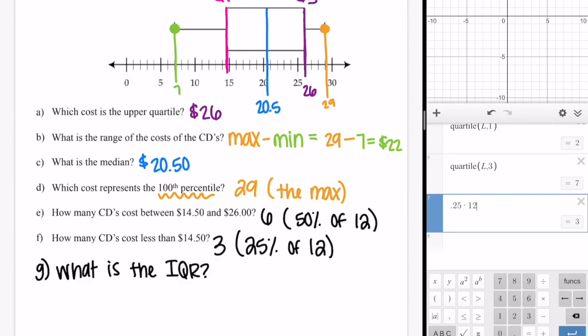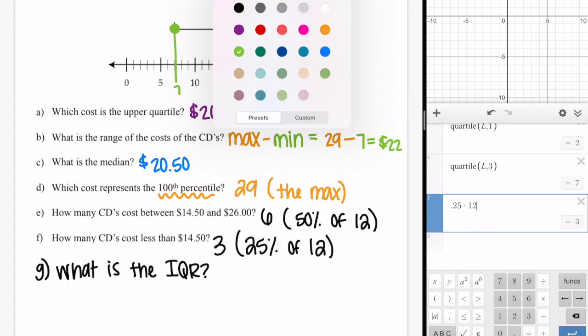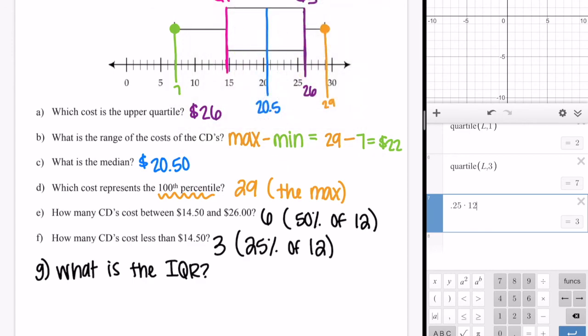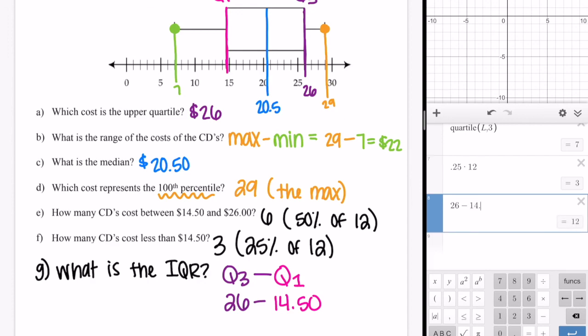Okay, so the interquartile range is Q3 minus Q1. Q3 was 26, and we're going to subtract Q1, which was $14.50. So 26 minus $14.50 is $11.50.